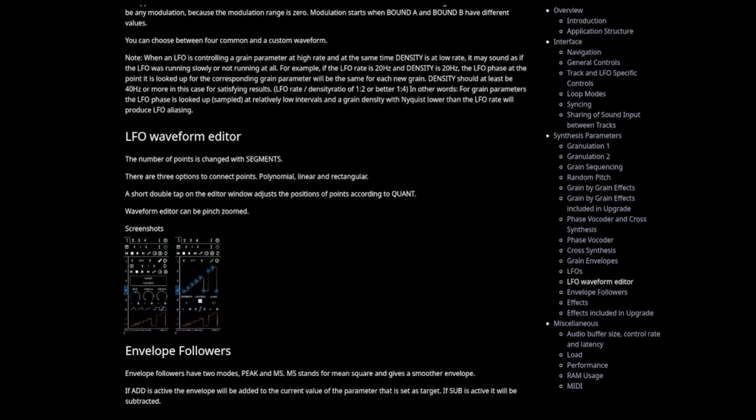For example, if the LFO rate is 20 Hz and density is 20 Hz, the LFO phase at the point it is looked up for the corresponding grain parameter will be the same for each new grain. Density should at least be 40 Hz or more in this case for satisfying results. An LFO rate to density ratio of 1:2 or better 1:4. In other words, for grain parameters the LFO phase is looked up sampled at relatively low intervals, and a grain density with Nyquist lower than the LFO rate will produce LFO aliasing.